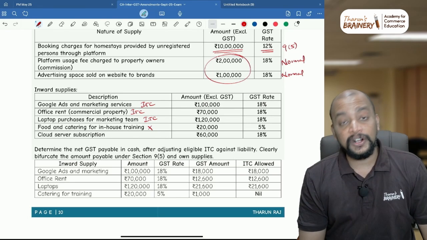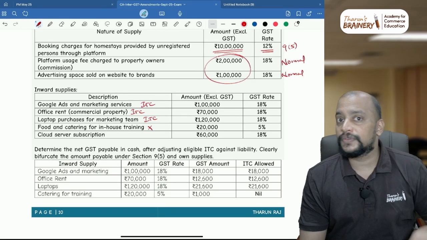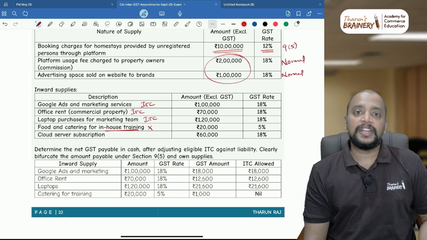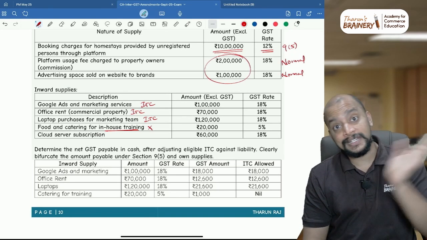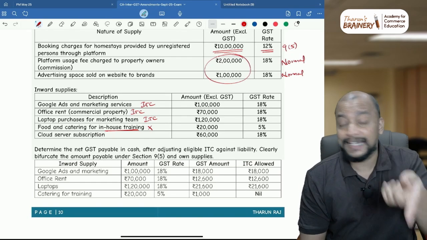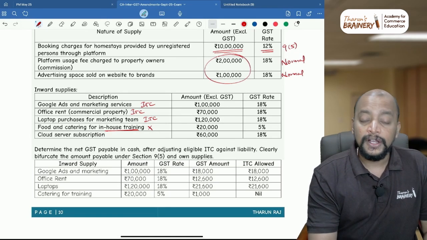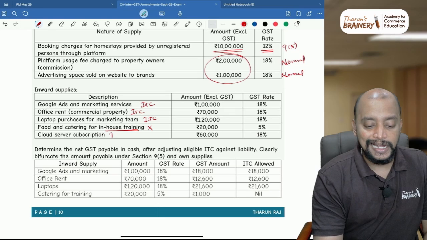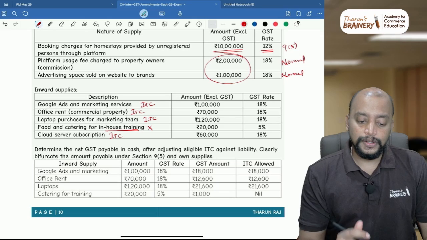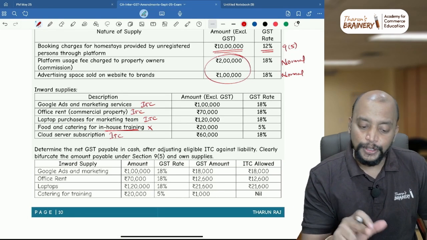They cannot take ITC. Why? Food and beverages is blocked credit, but we have an exception. What? Inward supply and outward supply in the same category? No. Inward and outward are not in the same category, because it is food and catering for in-house training. And inward supply is not part of outward supply. Then also it is not covered here. Statutory obligation, not covered here. That's why ITC is not available. Cloud server subscription, ITC can be taken. Okay. Next. So in this case, they will be able to take the ITC.